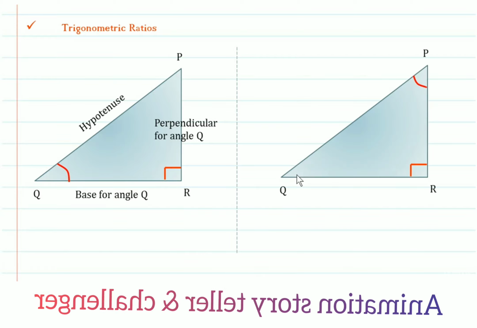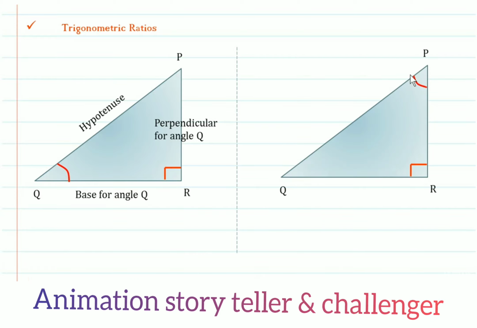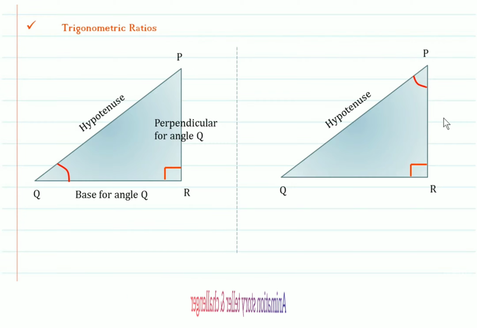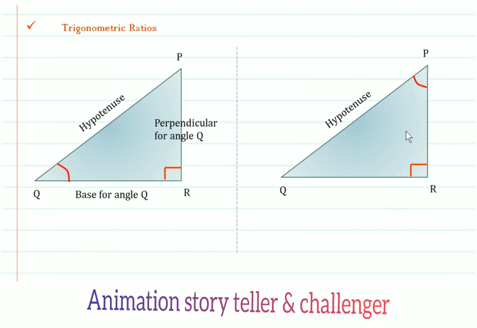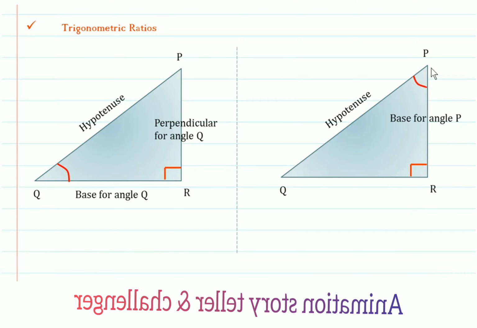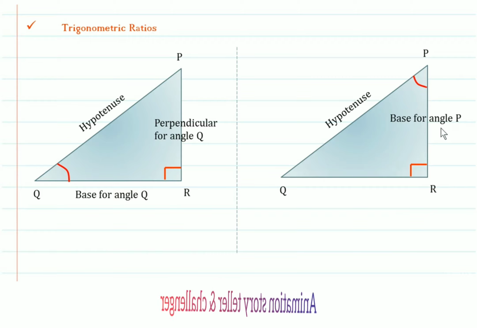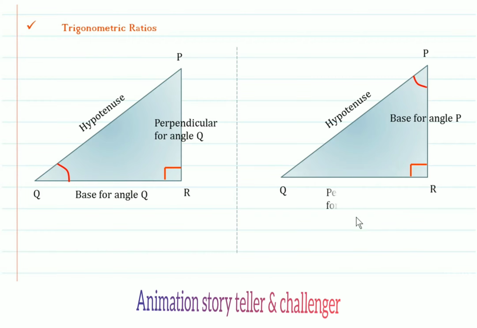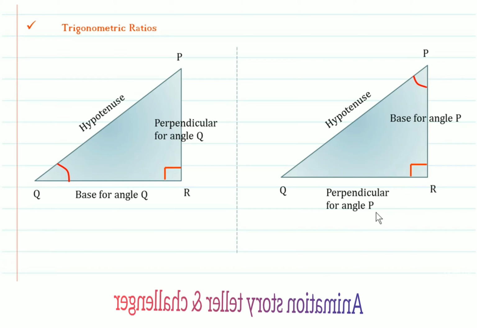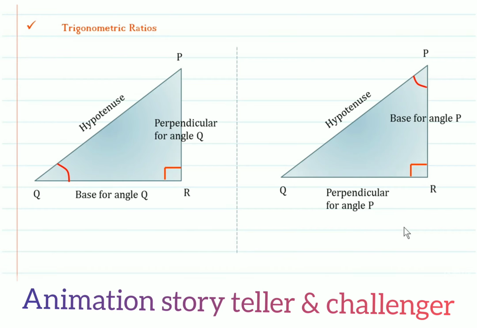Next, for the same triangle, for angle P, PQ, that is the hypotenuse, will remain the same. The side PR will be the base of angle P, or it can be called the adjacent side for angle P, and this side QR would be perpendicular for angle P or opposite side for angle P.